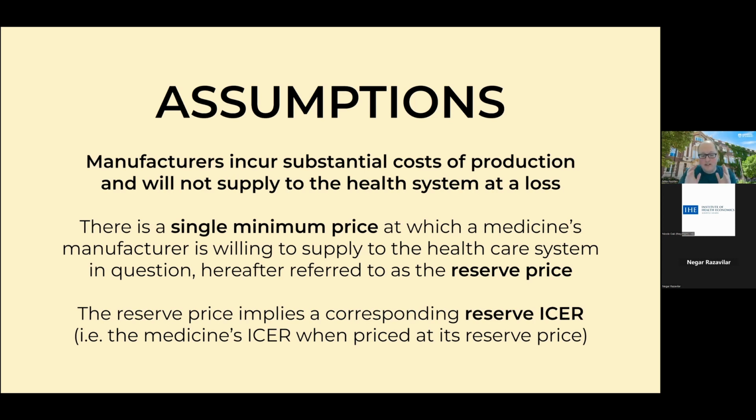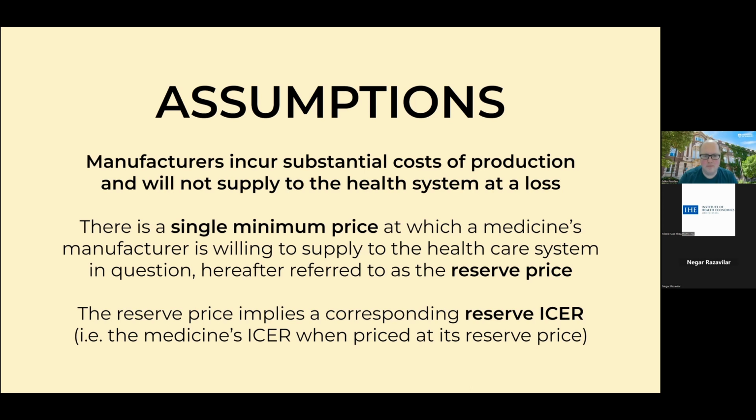Now, the reserve price, given the effectiveness of the medicine, implies a corresponding reserve ICER. So that is the ICER when priced at the reserve price. So if you figure out what the reserve price is for a medicine, and you figure out what the incremental benefits are of that medicine, you can calculate what the reserve ICER is. And if the manufacturer won't supply below that price, well, then they also won't supply at an ICER below that reserve ICER.